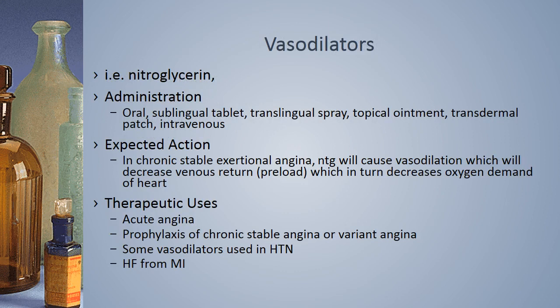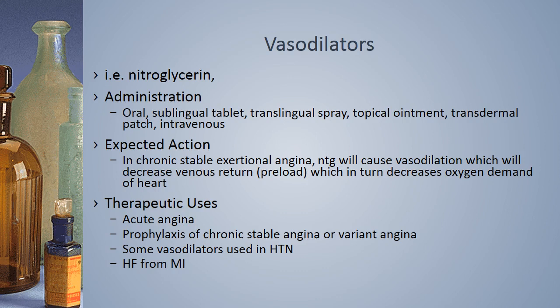All right, vasodilators. The one that we are going to use is nitroglycerin, because nitroglycerin is very important to know. This can be administered in a variety of ways. The action is for chronic stable exertional angina. This will cause a vasodilation, which decreases the venous return. That basically is helping the preload, and will decrease the oxygen demand of the heart.